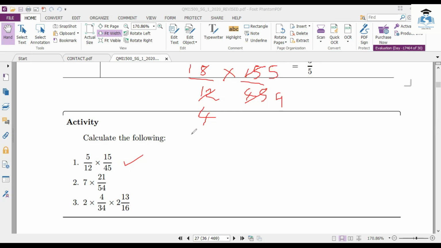Okay. Then we multiply our numerators, which is 1 times 5, over 4 times 9, which is 36, if I'm not mistaken. So this one, you cannot reduce it. So that would be the answer.